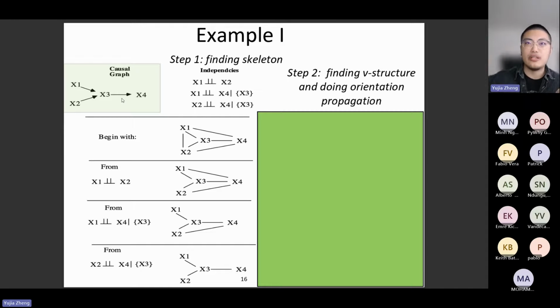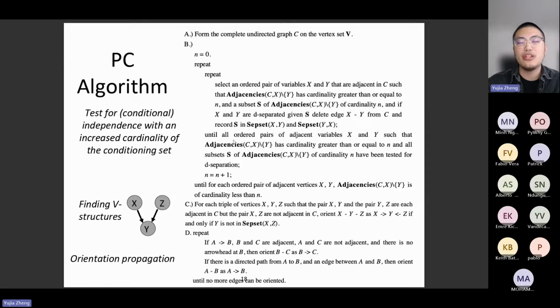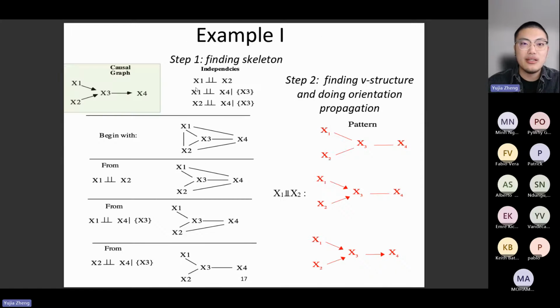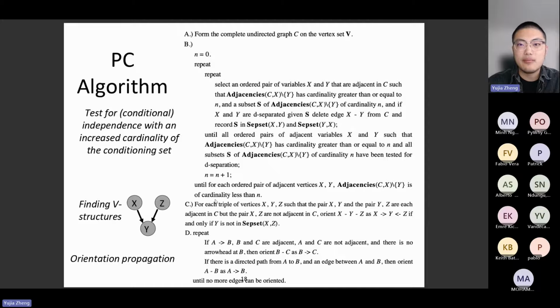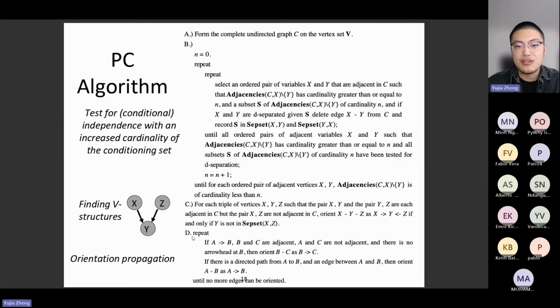And then we need to do some orientation to make the undirected edges directed. In order to do that, the key step is to find v-structures and do orientation propagation. For example, here, because we have x1 independent of x2, there must be a v-structure here, and then we can do the following orientation like that. So this is the PC algorithm. Although it might seem complicated, the general intuition is exactly what I just described, so it's pretty easy. The first step is A and B, the step of finding the v-structure is step C, and for D, it's just some orientation rules.